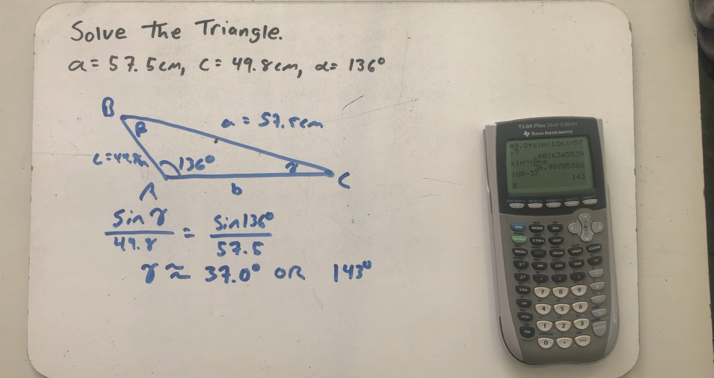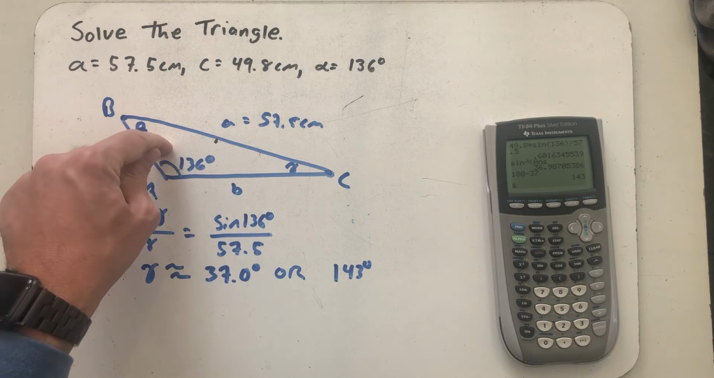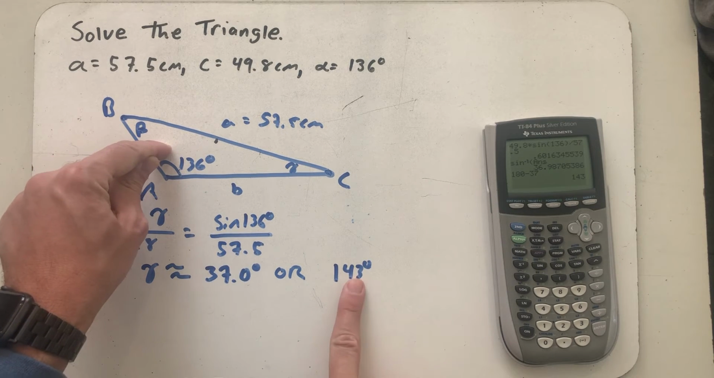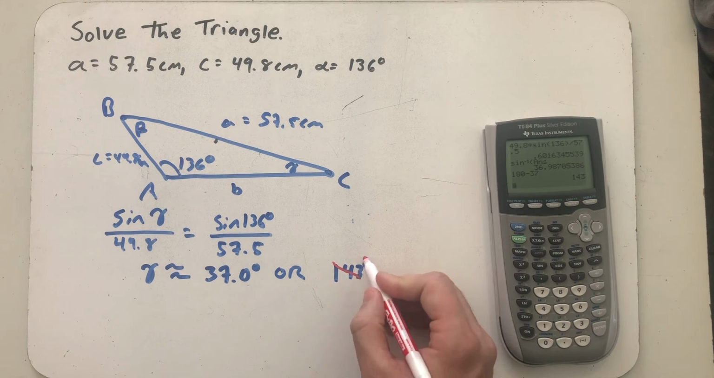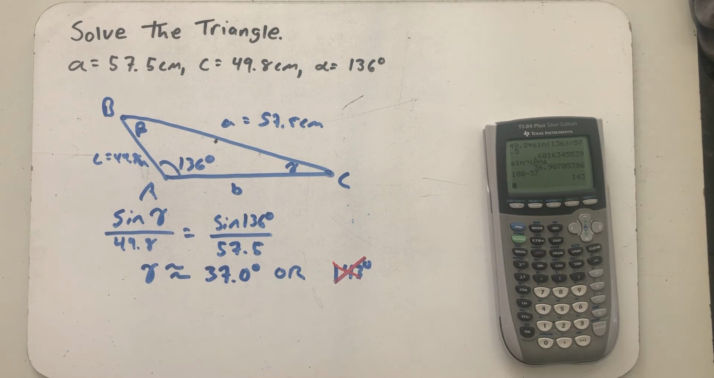But that should have been clearly not a real possibility from the beginning. See, I know this triangle has a 136 degree angle in it. Well, triangles can at most have one obtuse angle. There's nowhere near enough room to have another obtuse angle in there. So this triangle's definitely going to have one solution.